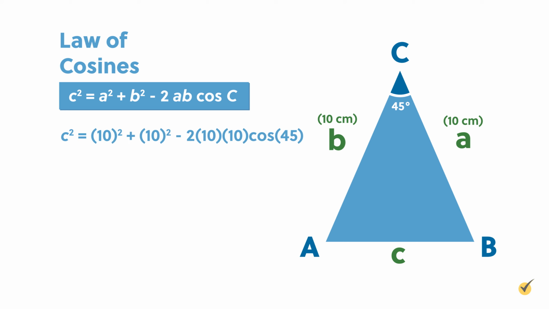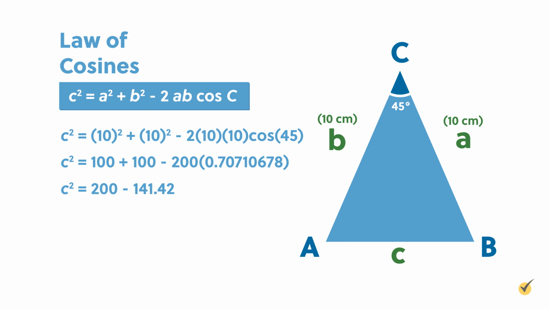c squared equals 10 squared plus 10 squared minus 2 times 10 times 10 times the cosine of 45 degrees. Be careful with the order of operations here. Evaluate the exponents first, then take the cosine of 45, like this. Since 10 squared is equal to 100, substitute 100 for 10 squared in both places. Then multiply 2 times 10 times 10, which is equal to 200. Then find the cosine of 45 degrees. Find the difference between 200 and 141.42.